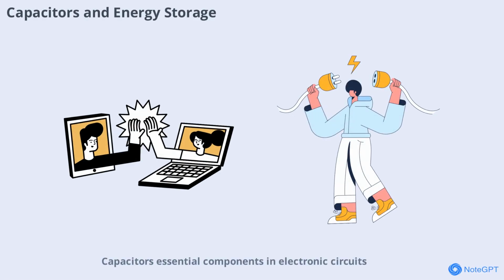Capacitors, essential components in electronic circuits, rely on Coulomb's law to store and release energy. By separating charges on two plates, capacitors create an electric field and store potential energy. The amount of energy stored depends on the force between the charges, which is determined by Coulomb's law. This principle is at the heart of many modern technologies, from smartphones to power grids.